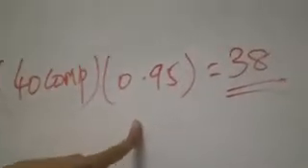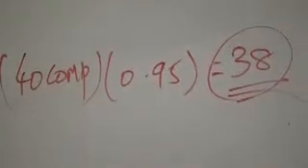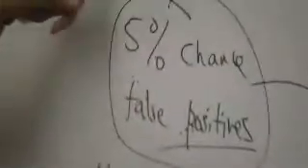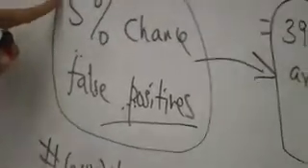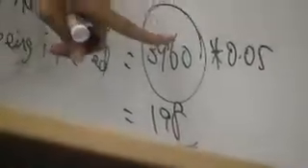Only 95% of them are being identified as infected by the antivirus scan. So out of those 40 computers, 38 are really flagged as being infected. It also has what? 95% means a 5% chance of generating false positives. So out of those 3960 computers that are not really infected, it flags 5% of them as being infected. So 3960 times 0.05 is 198. These are computers that are not infected but are flagged as being infected.